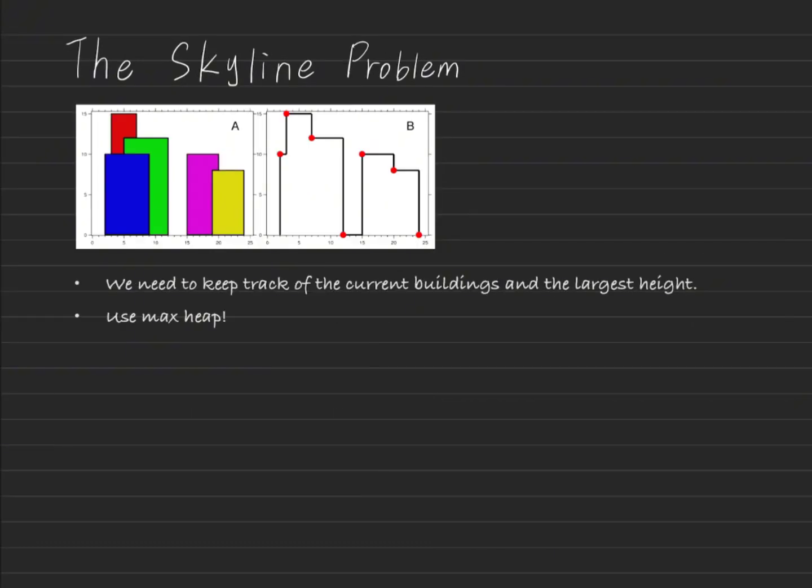To get to the bottom of this problem, what we really need is to keep track of a list of the current buildings as we traverse through the x-coordinates, and we also need to keep track of the largest height, because that will give us the skyline contour. Because we're keeping track of the largest element in a data structure, a max heap is useful here.